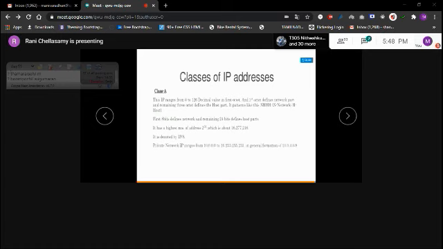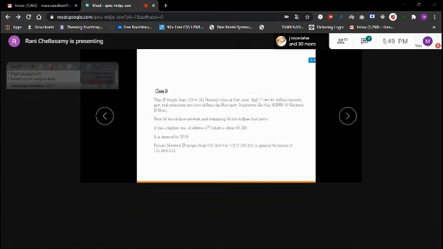And for class B, it ranges from 128 to 191 in decimal value in the first octet, and the first 2 bits define the class. The patterns will be like this: NN, that is, the first 2 octets will be representing the network part, and the remaining 2 octets will be representing the host part. Okay. When you consider the bit representation, the first 16 bits represent the network part, and the remaining 16 bits represent the host part. And it is denoted by IP /16.